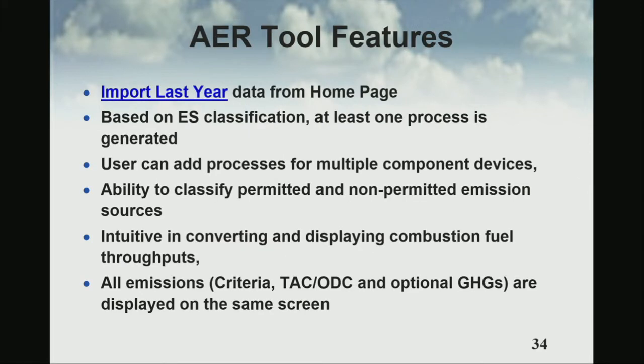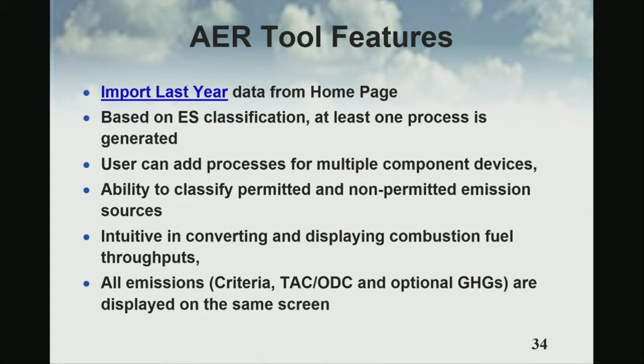And here are some of the features of the AER reporting tool. It allows you to import last year's report configuration. So the first year that you report, you upload all your emission factors and set up the tool; the next year, it's going to be easier. You can just upload your whole configuration from the previous year, update the throughput, and you're good to go. It also requires, as I indicated, that you add at least one process to each device. And we'll talk about adding a process in more detail when I go through the demonstration phase of my presentation.